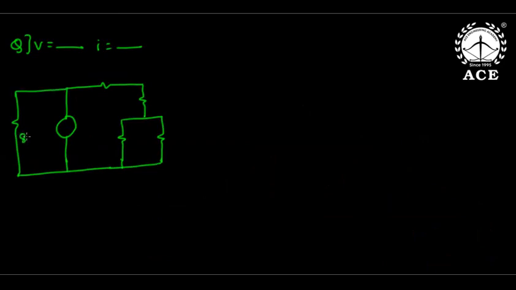Now this is 8 ohms, 4 ohms, 6 ohms, 1 ohm, 2 ohm, and here what is V and what is I? But he gave a hint. The hint is that the current in 2 ohms is 1 ampere. That is the hint given, and from that I need V and I.